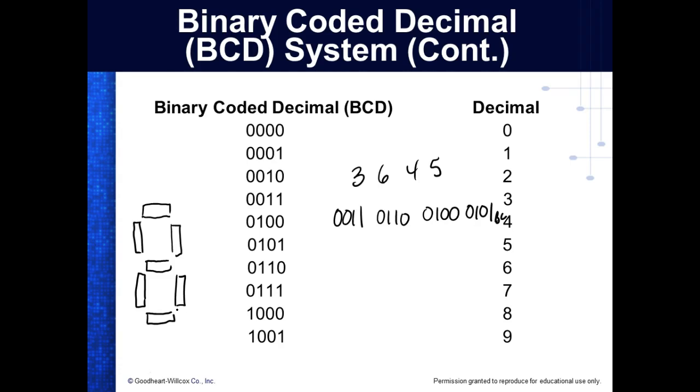So we use 4-bit patterns to represent the digits of a base 10 number. So what would 5, 8, 9, 5 be in BCD? Can't drop zeros because it's part of the code, right? You understand? It'd be 0101 1000 1001 0101.